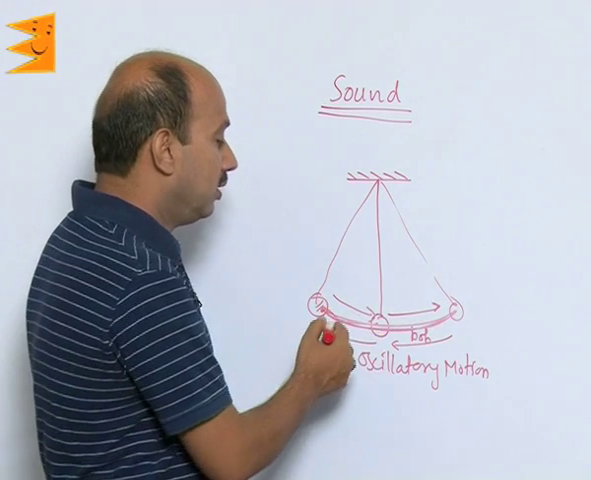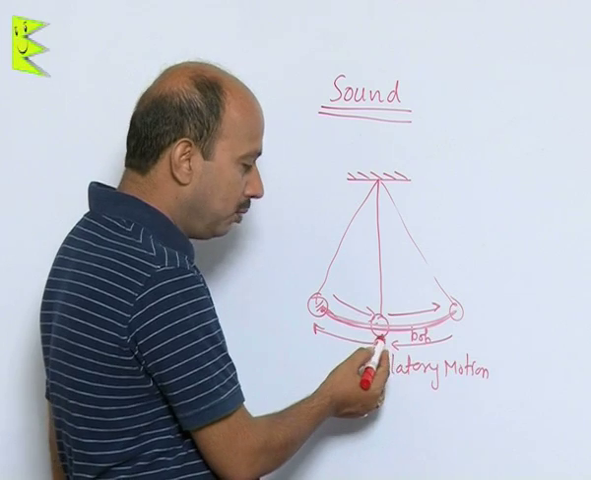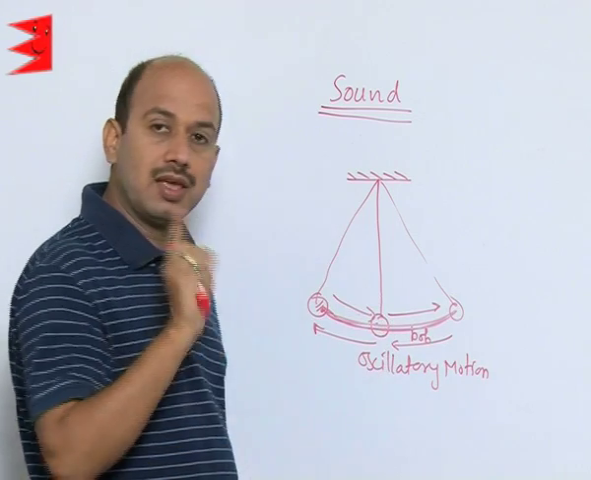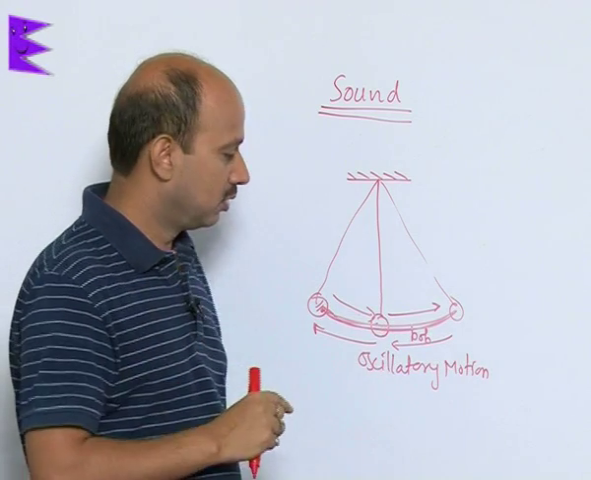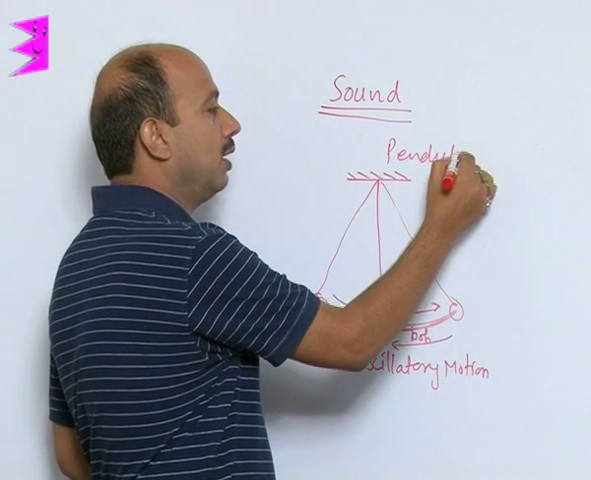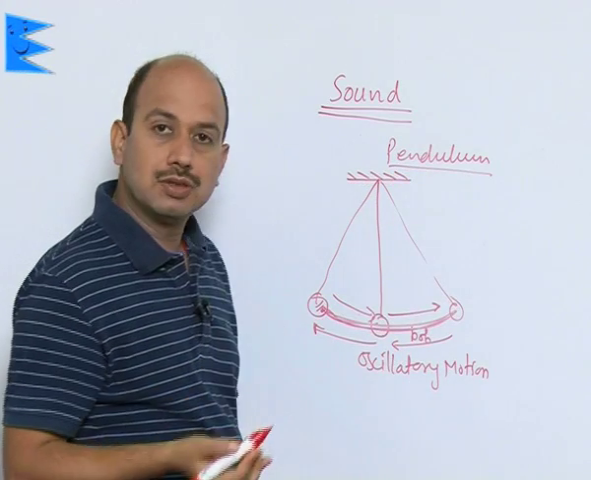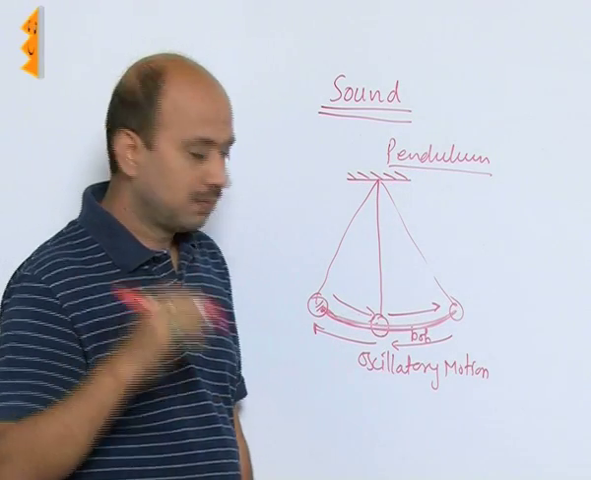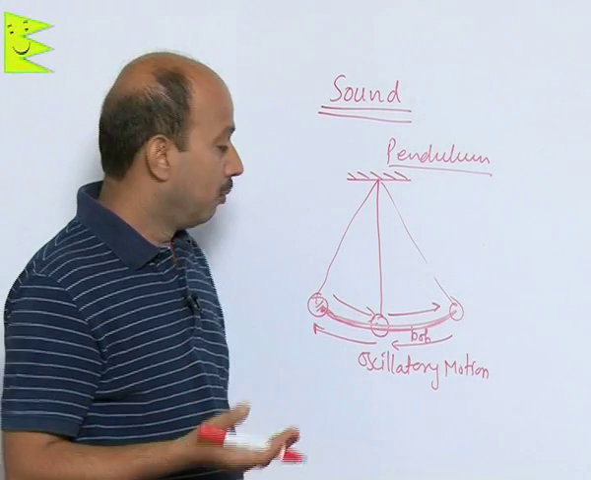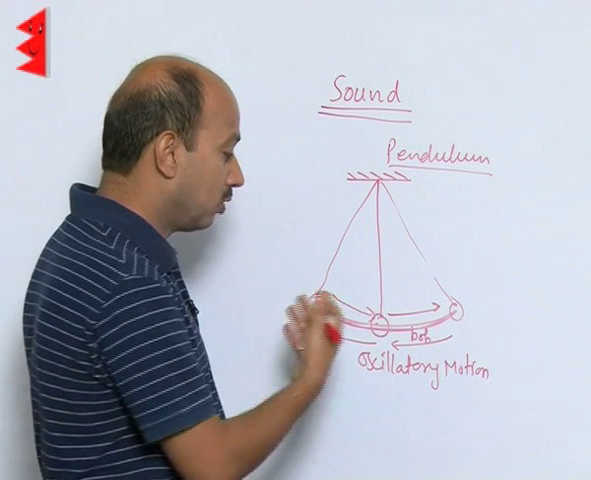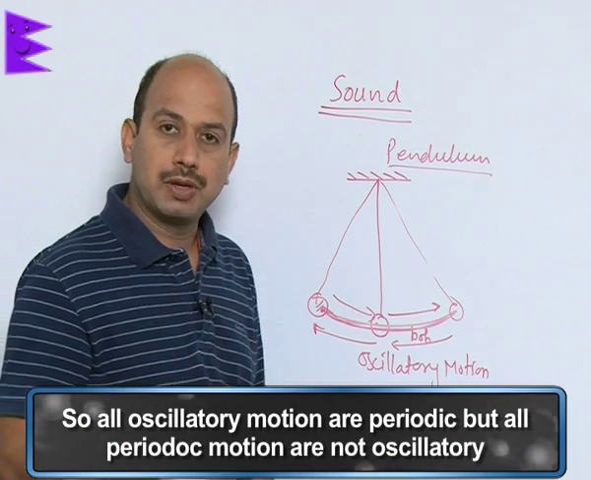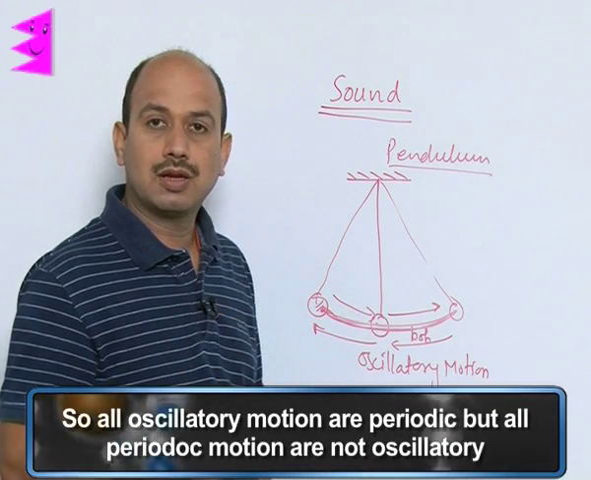Now, this is an oscillatory motion. When the pendulum starts from here and after completing one oscillation comes back to the mean position, we say pendulum has completed one oscillation. And the time taken by pendulum, this is an example of a pendulum actually, time taken by pendulum to complete one oscillation is known as its time period. So, this is also an example of periodic motion, but see here moon's motion was not oscillatory, but this is an oscillatory motion as well as periodic. So, all oscillatory motions are periodic, but all periodic motions are not oscillatory.